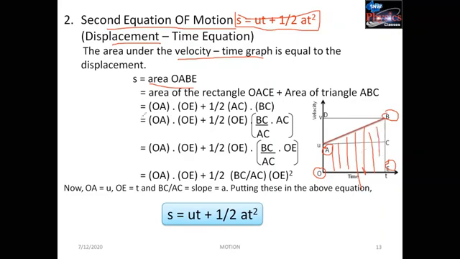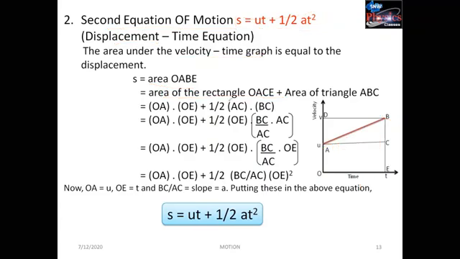ओके, सो वी विल फाइंड आउट इफ वी एड द एरिया ऑफ रेक्टेंगल OACE. ये वाले रेक्टेंगल की एरिया को अगर हम लोग इस ट्रायंगल के एरिया से ऐड करें देन वी विल फाइंड आउट द डिस्प्लेसमेंट डन बाय द बॉडी. सो एरिया ऑफ द रेक्टेंगल विल बी OA into OE. Okay, length into breadth.